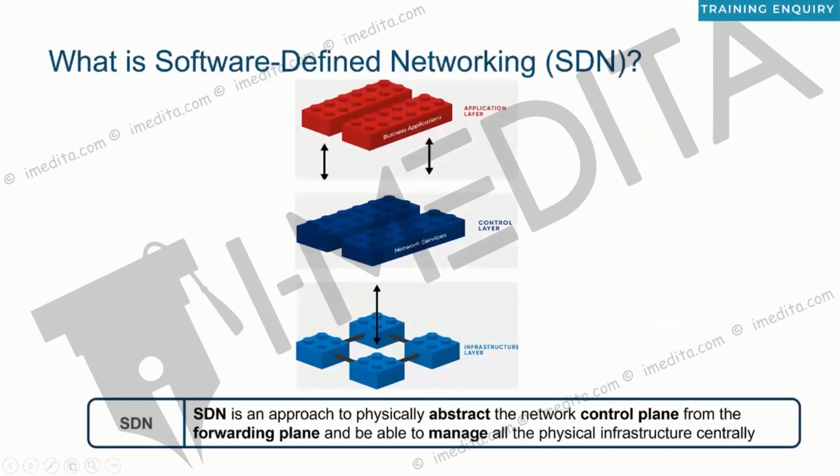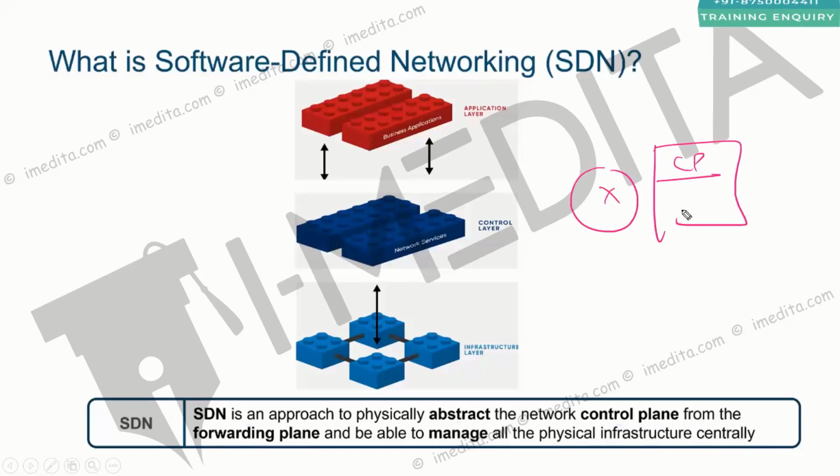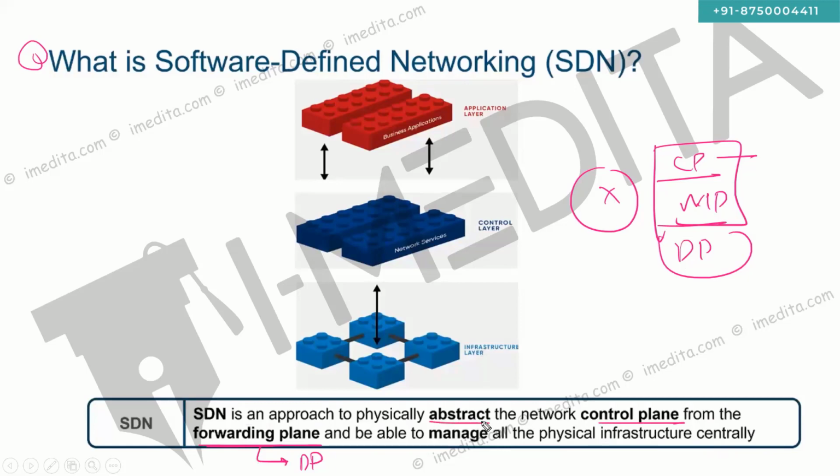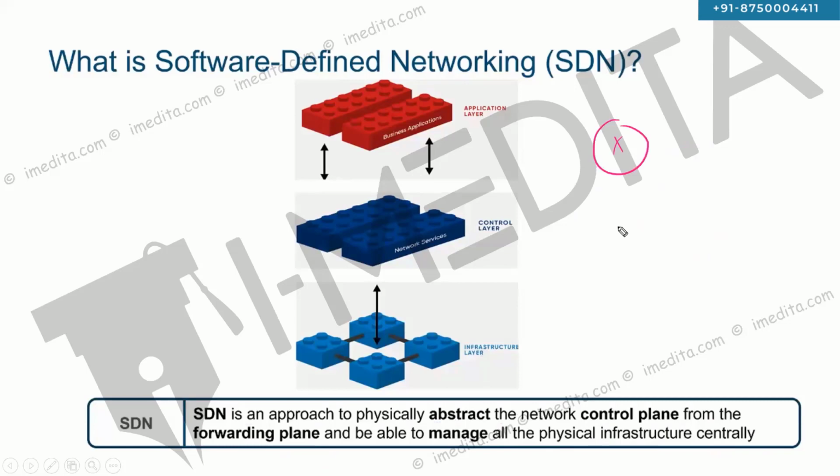Right. So what is software-defined networking? SDN is an approach to physically abstract the control plane from the data plane and to be able to manage all the devices from one central point. Like I said, in a router we have the control plane, the management plane, and the data plane. In software-defined networking, the control plane and the forwarding plane, which is what we refer to as the data plane, are abstracted from each other. On this WAN edge router, whether we call it vEdge or cEdge, the control plane and data plane functionalities are not going to be on the same device. They are going to be on different devices. So SDN is an approach to physically abstract the control plane from the data plane and manage all the physical infrastructure from one centralized point.